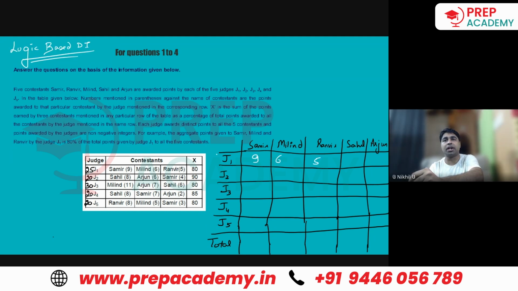Now, some of the points you already know, like Sameer's point is 9. Judge 1 awarded a total of 25 marks. Judge 2 awarded a total of 20 marks. Here it is 30, here it is 20, and here it is also 20. This is what we have got in the first part of the solution.